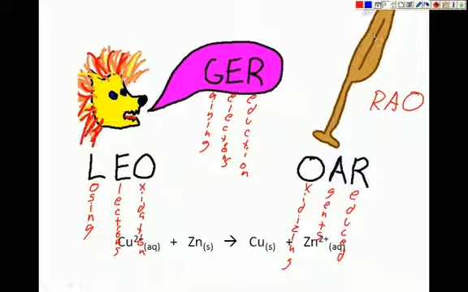Anyways, so Leo says grr, you take your oar and hit him. Okay, then that's how you memorize what is oxidation, what is reduction, and what is your oxidizing agent. And what happens to your oxidizing agent? Your oxidizing agent is reduced. Your reducing agent is oxidized. So please remember that.